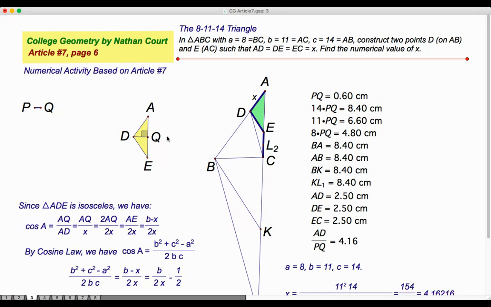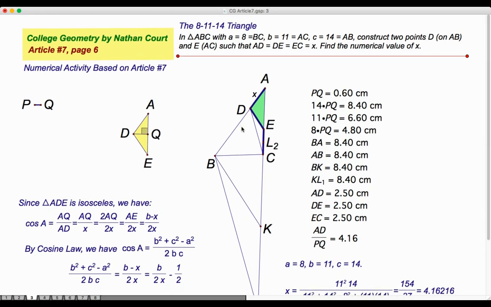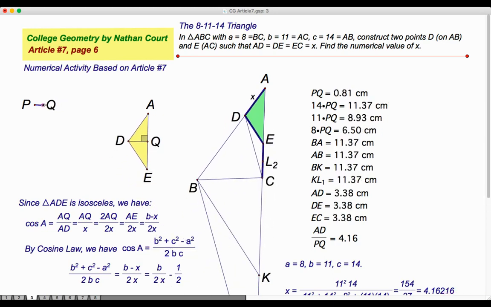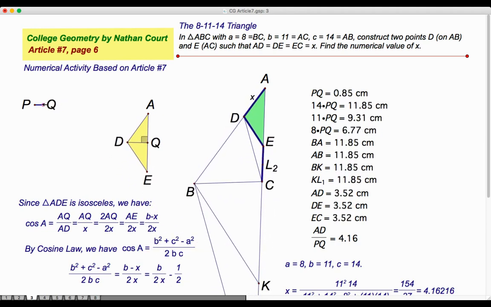So you notice that in my solution here, D is inside the triangle and E is inside the triangle. This is just one of those two solutions that we've got in here. Okay, so what can we do here? The triangle I constructed is similar to an 8, 11, 14 triangle, because I constructed segment PQ, increased PQ by 14, by 11, and by 8. Therefore, I am able to construct a triangle similar to the 8, 11, 14 triangle. And that's what it is. And hence we have all these things.